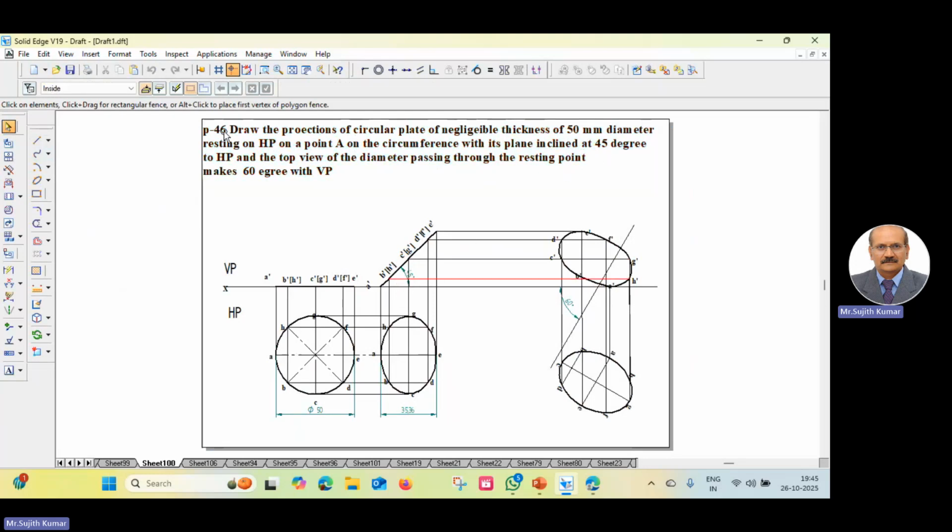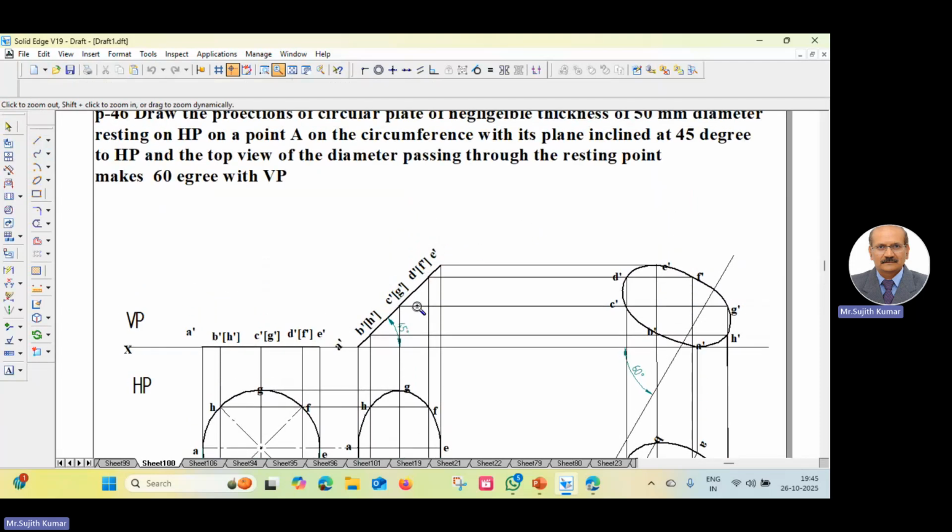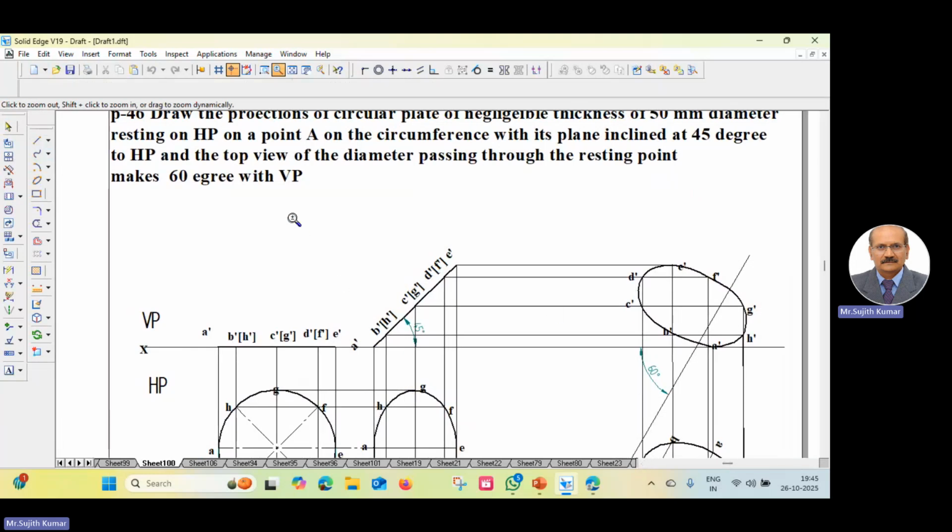In the previous case also, the inclination was 45 degrees to HP. Diameter also 50. So the first position and second position are exactly the same, no change. But change occurs in the third position, where the top view of the diameter passing through the resting point makes 60 degrees with HP.